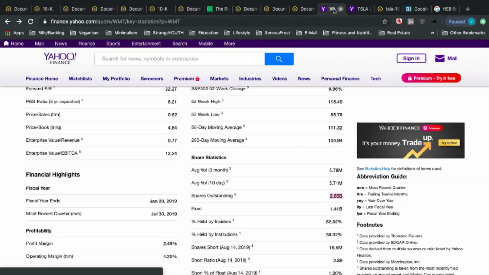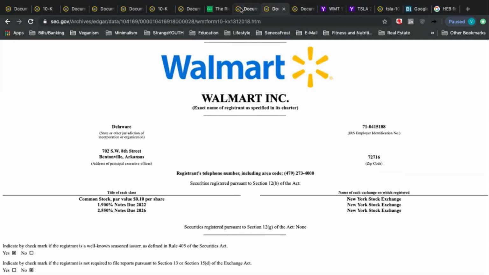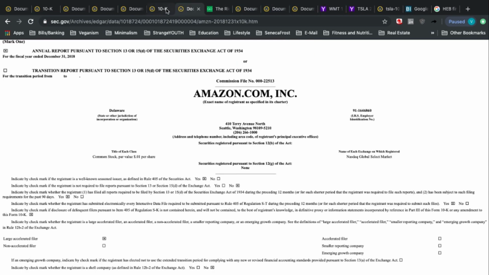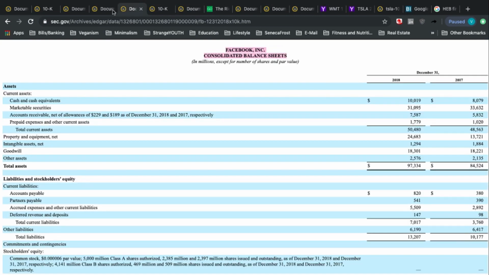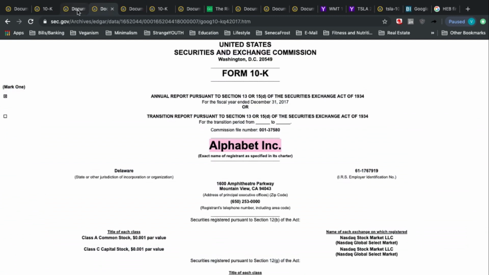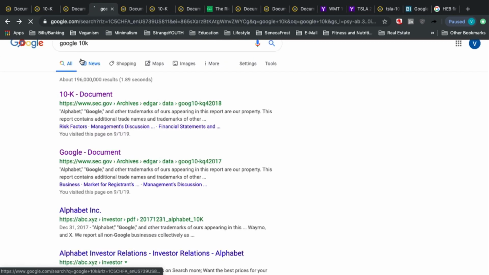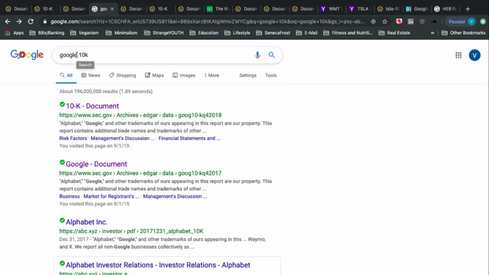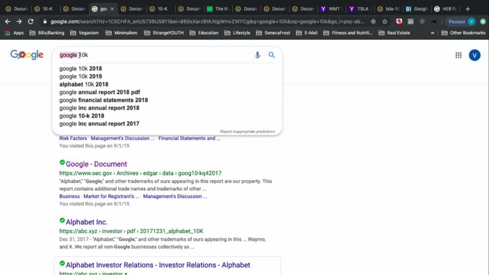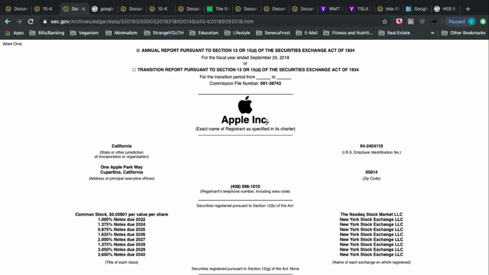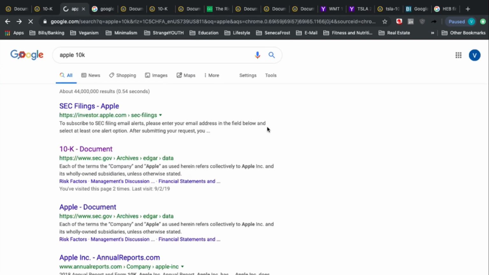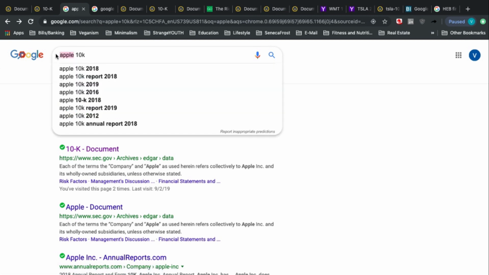Now, I would not recommend that you start investing in the stock market until you know a thing or two about it. But again, this is why you can look at these financial statements. And the easiest way to look at these financial statements is to simply go to Google and type in the name of the company followed by the word 10K. So if you wanted to look at Apple's financial statements, you would just go to Google, type in the name of the company, Apple, followed by the word 10K.